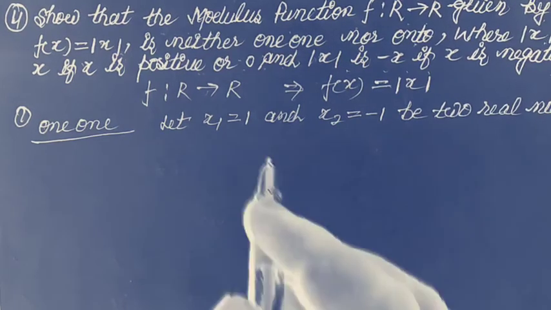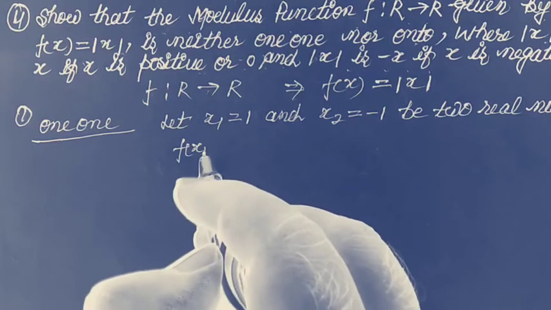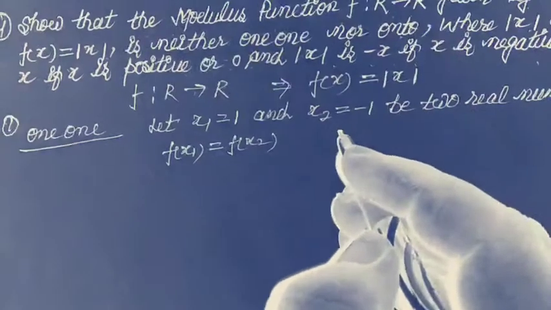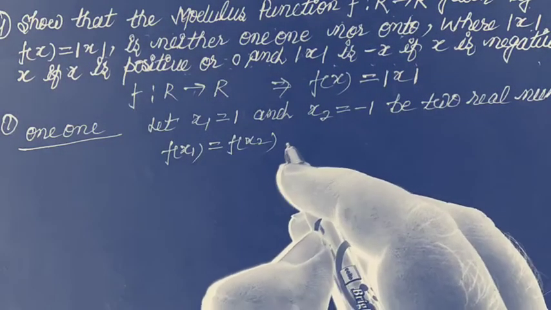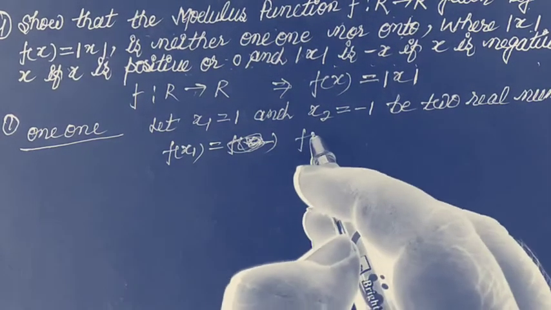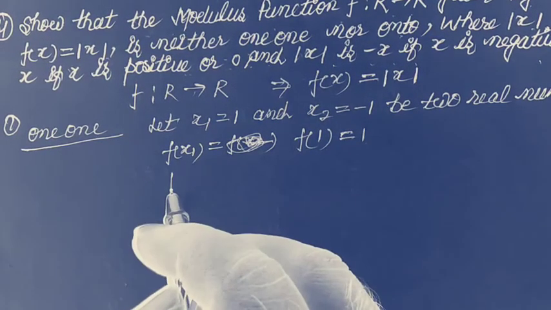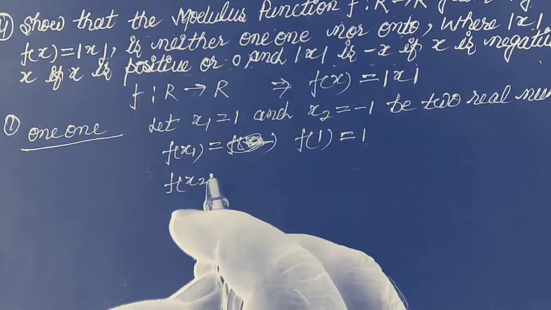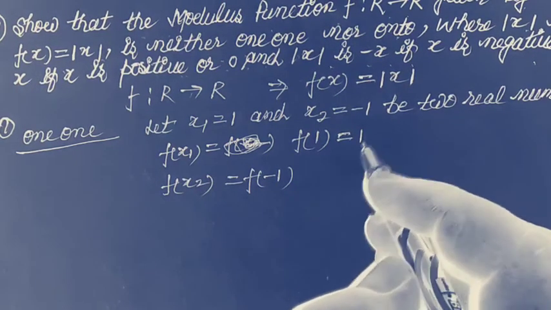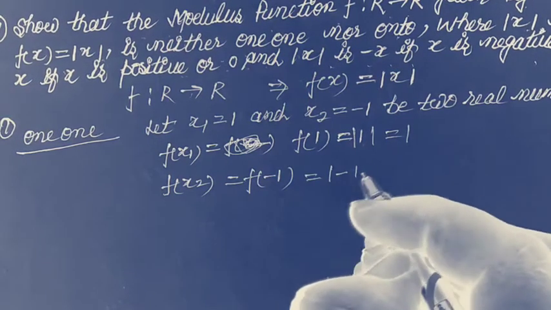Isn't it? So f(x1) equals f(x2). If we put the value x1, which is 1, we will get 1. If we put the value of x2, which is -1, we will get 1.